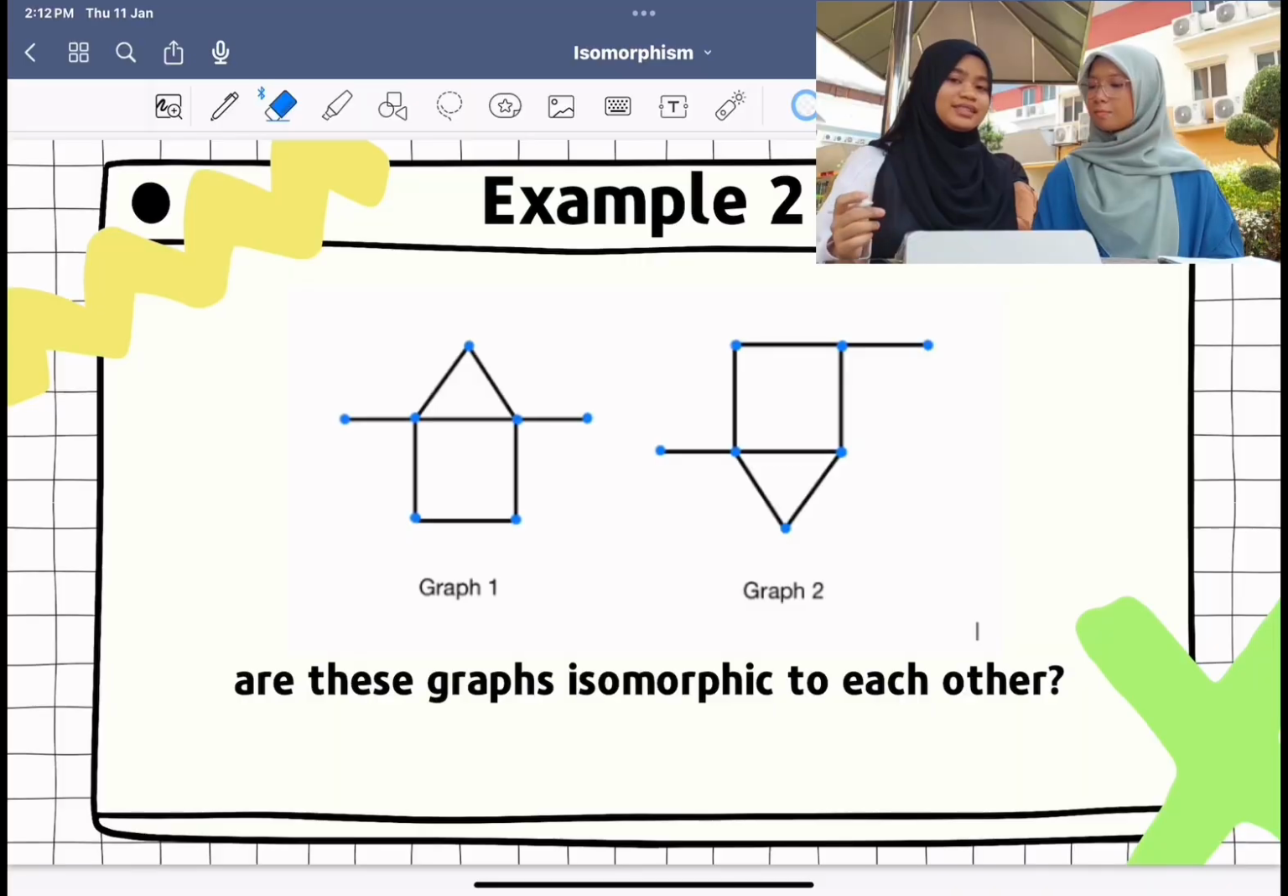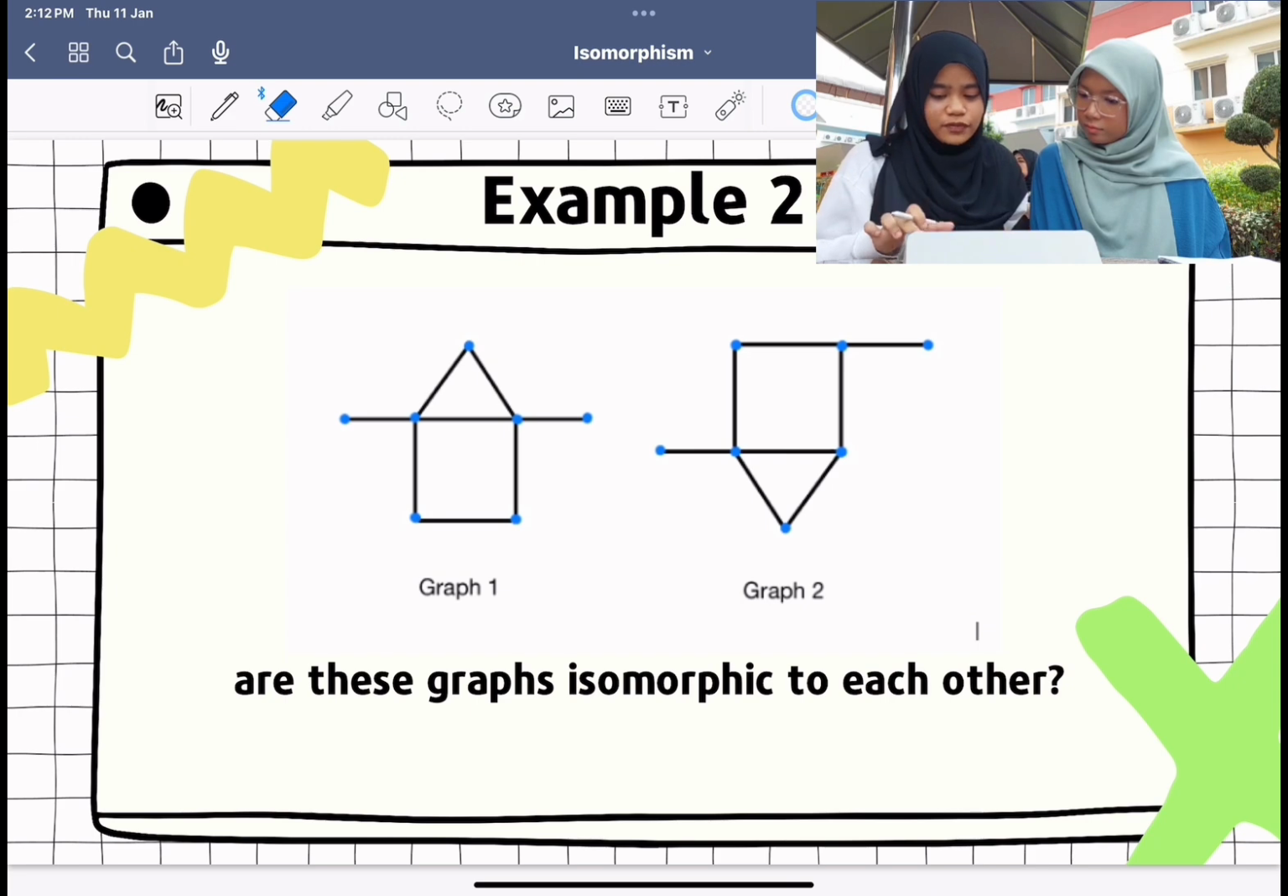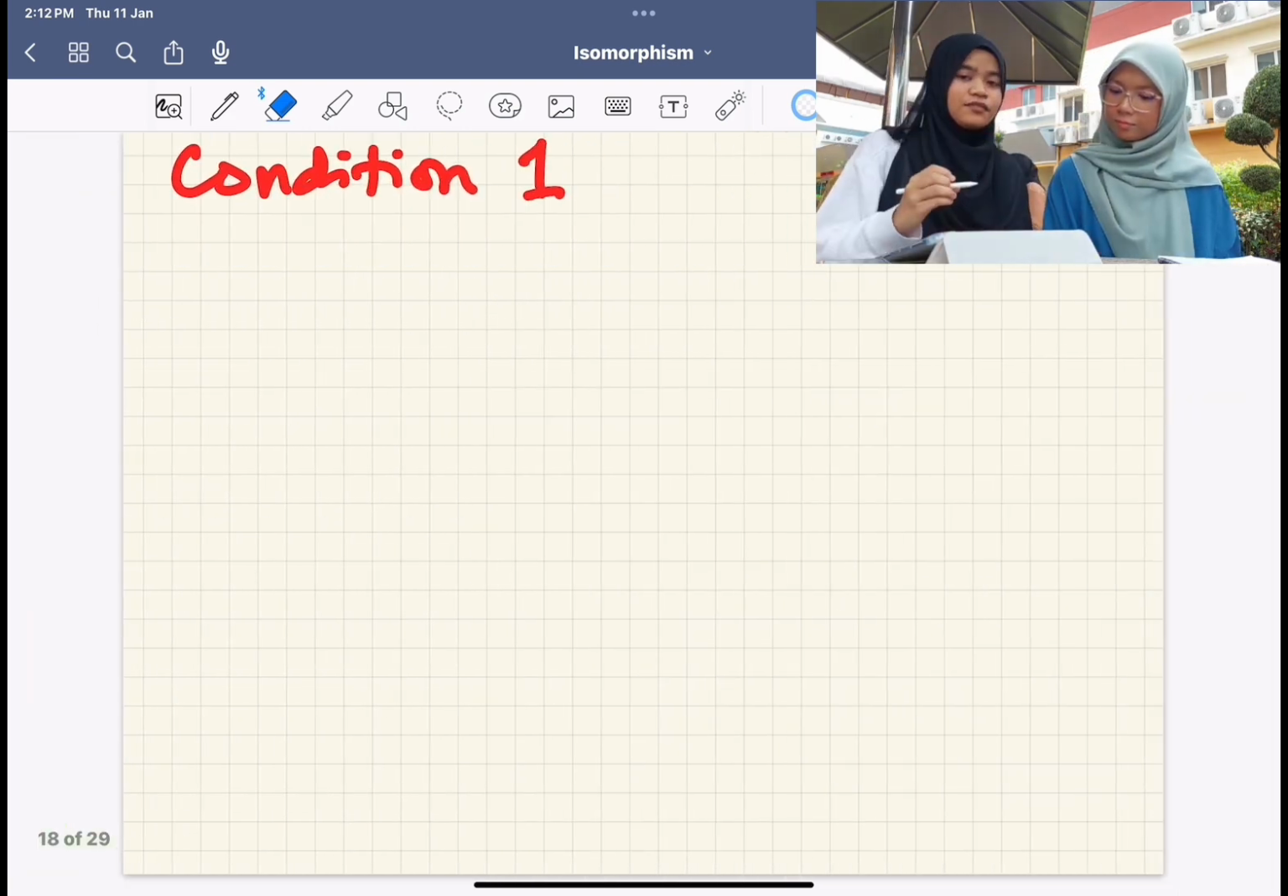How about you doing your part with example 2? Example 2, based on the conditions that we have here. So in order to really know if they are isomorphic or not, let's check the 4 conditions. So first I will draw the first graph.